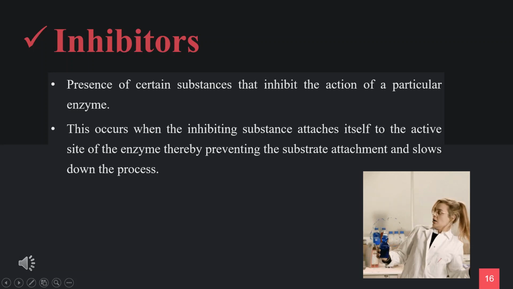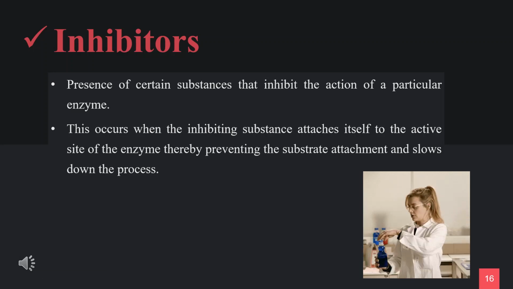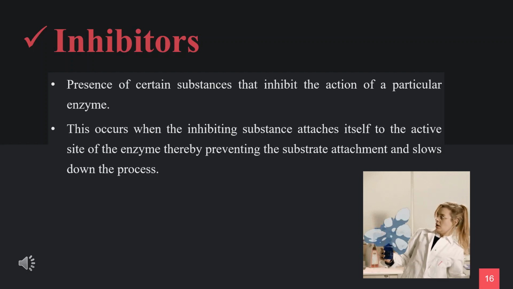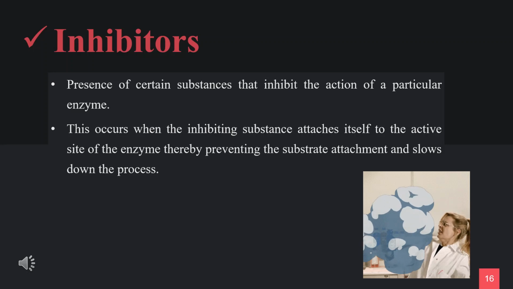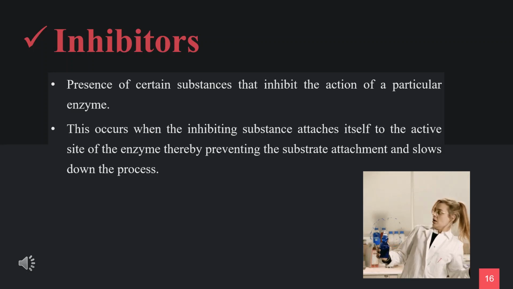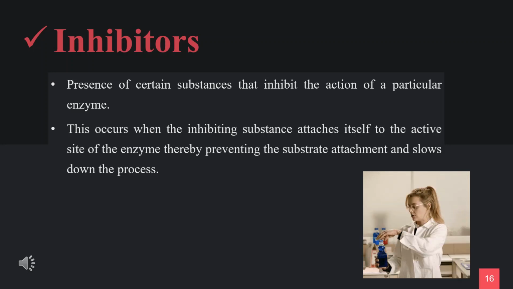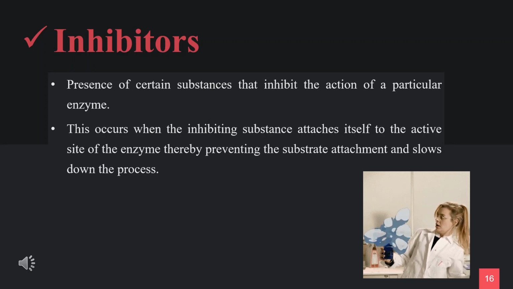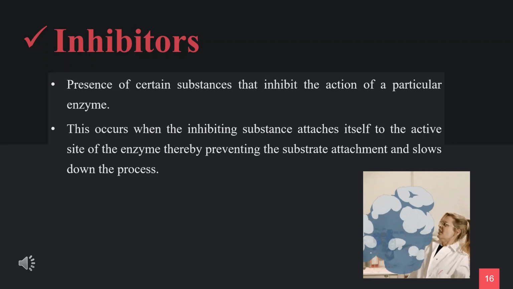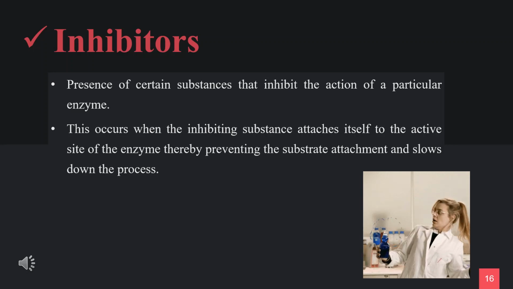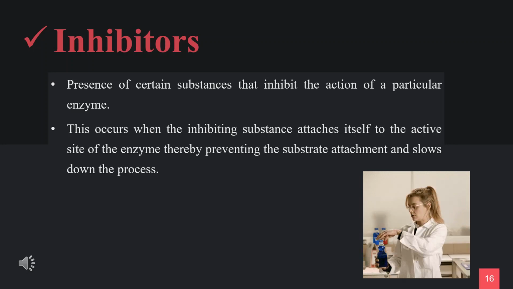And finally, we have to talk about the inhibitors. The presence of inhibitors will affect the enzyme activity because they bind to the active site of the enzyme, and subsequently the substrate cannot bind to this active site. In conclusion, the enzyme cannot work because the substrate will not bind to its active site.